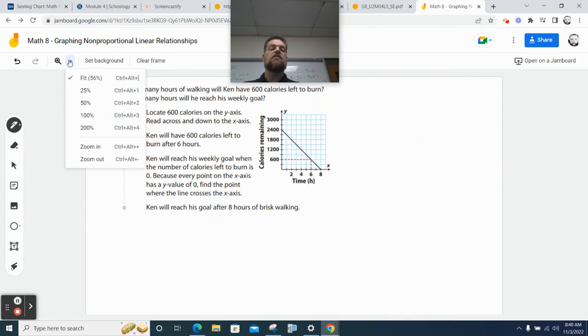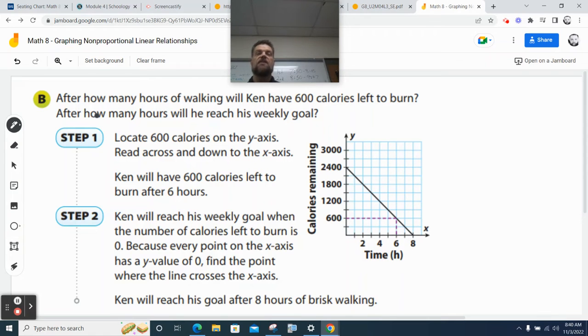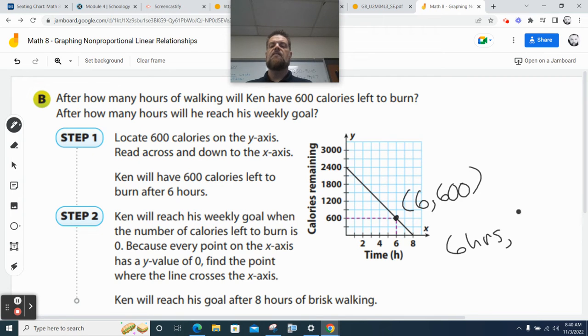And this is another example similar to that one. After how many hours will Ken have walked? How many hours of walking will Ken have 600 calories left to burn? So if you look at the graph again, we're looking for 600 calories, and then we find the corresponding time. This point on the graph is 6, 600. And remember, this represents 6 hours of walking, 600 calories.